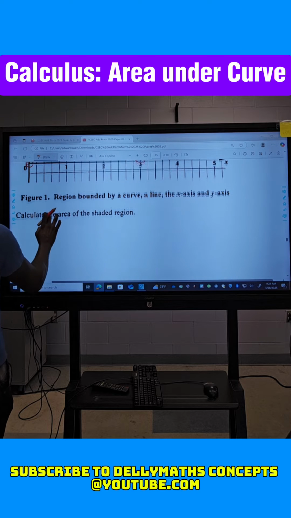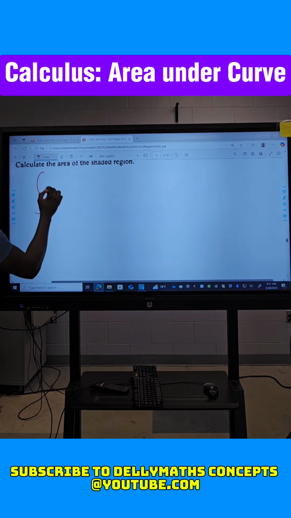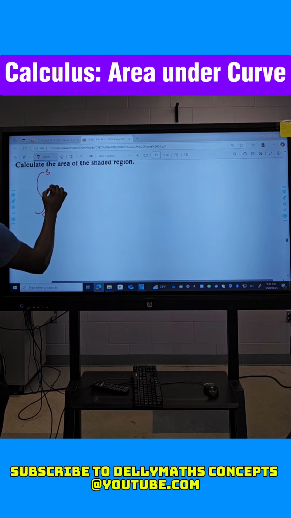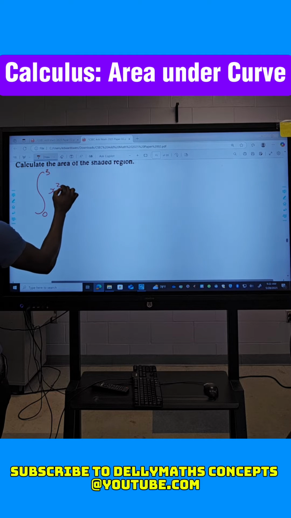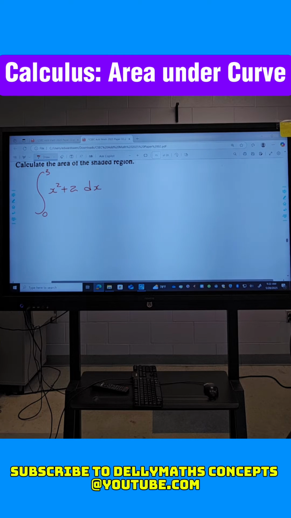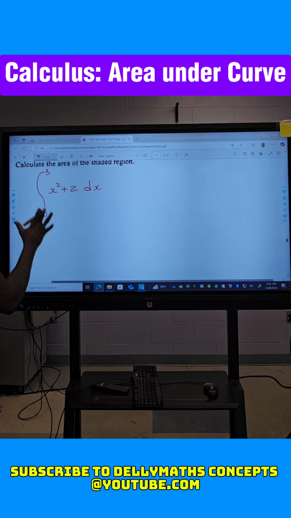So in order to find the area of that curve, all we're going to do is take the integral from 0 to 3, and this would be our limit, of x squared plus 2 dx. So we're going to integrate x squared plus 2, which is that function that we're dealing with, from 0 to 3, which means that we're finding the definite integral. We're going to get a value.